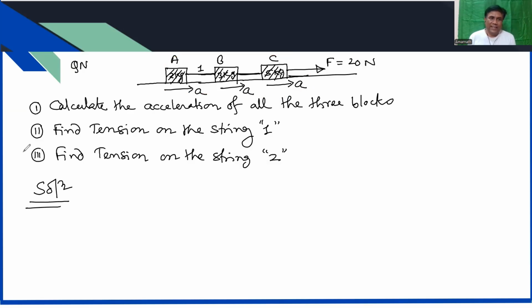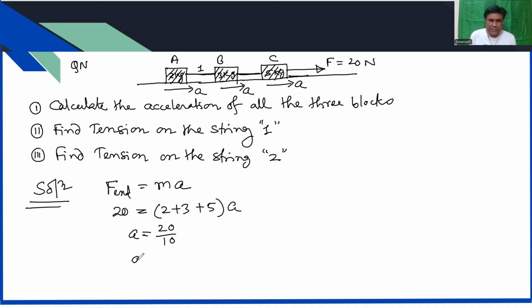So here I can directly apply the formula F equal to ma. F external, the net external force, equals net mass into acceleration. For the whole system there is no force from the back side. Only on the right side there is a force, that is 20, and total mass is equal to 2 plus 3 plus 5. Total acceleration is a, so acceleration is found out to be 20 by 10. So acceleration is 2, unit is meter per second square, the SI unit of acceleration. So the first question's answer is found.